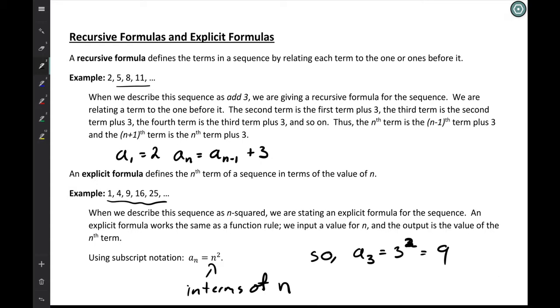Now, the really important thing that you have to remember is that recursive talks about terms as the values you're plugging in, and explicit talks about values of n that you're plugging in. So in one, you're going to plug in past terms to find the next term, and the other one, you're going to plug in values of n.